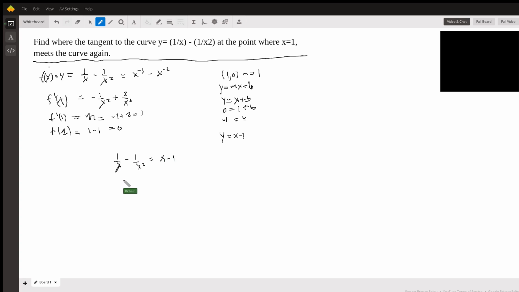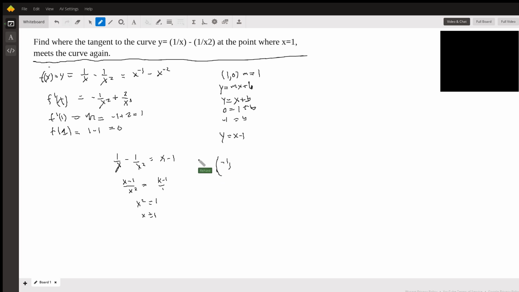So we need a common denominator, so it's going to be x minus 1 over x squared equals x minus 1 over 1. So x squared has to equal 1. And so x is going to be plus or minus 1. We already have x is 1, (1, 0), so the other point must be x equals negative 1.